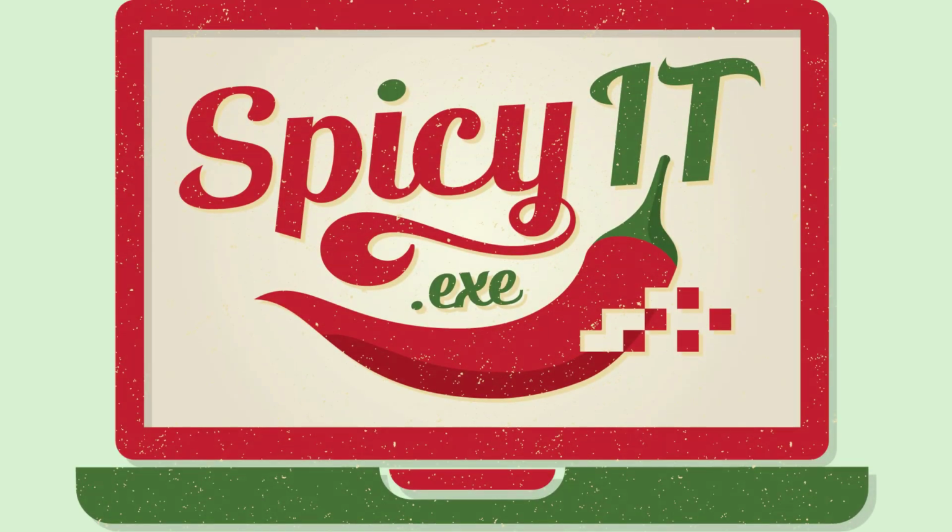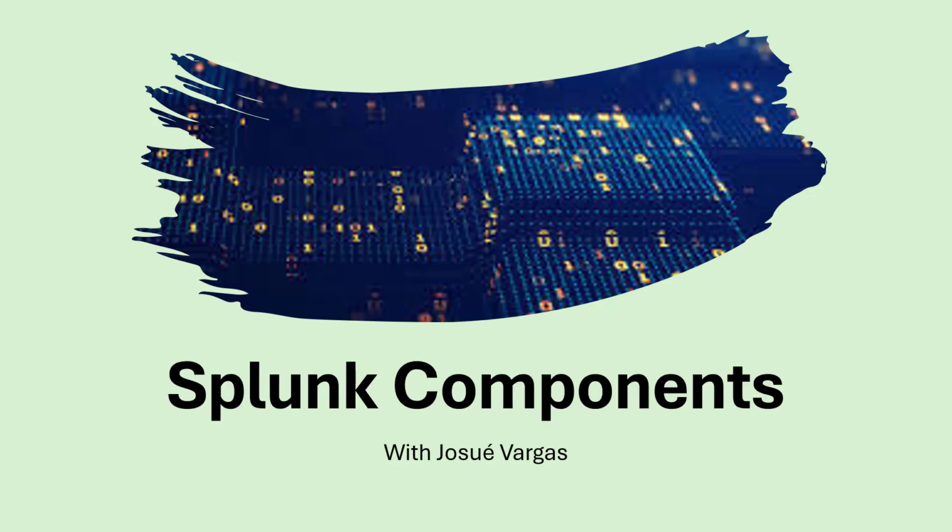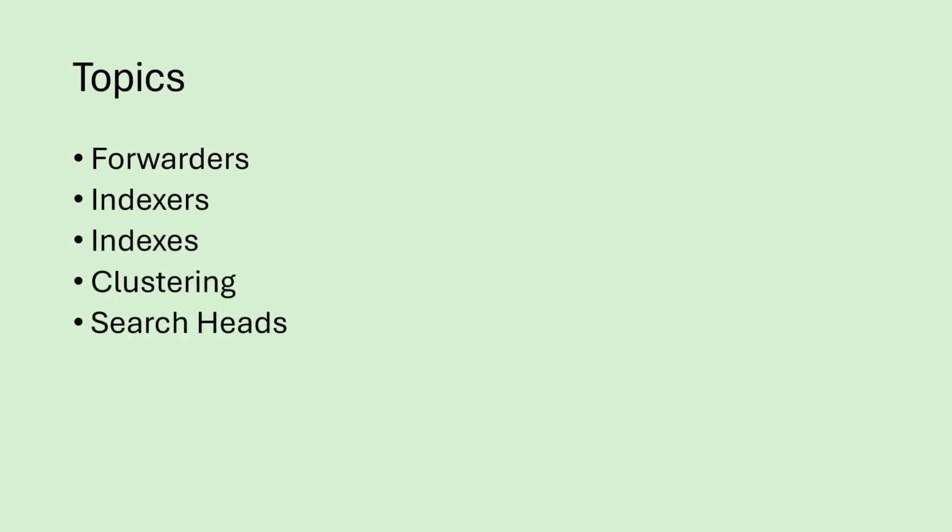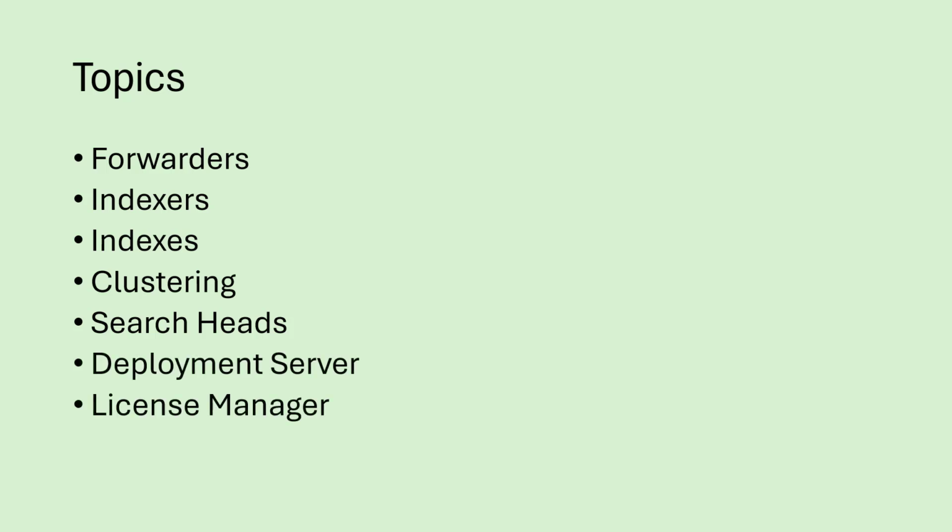Welcome back. In this module, we'll dive into the core components of Splunk. Understanding these components and how they interact is crucial for anyone looking to master Splunk. We'll cover forwarders, indexers, indexes, clustering, search heads, deployment server, license manager, and the monitoring console. Let's get going.